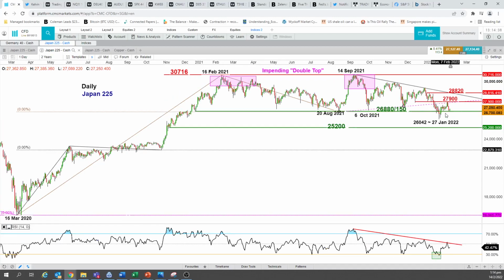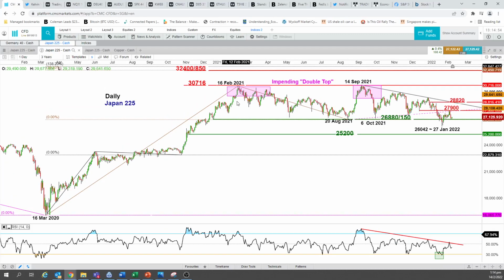If you look at the longer term configuration, since the 16th of Feb high in 2021, which is close to about a 30-year high, and on the 14th of September 2021, it refused to shape a clear bullish breakout from 30,716. What we could see here is a potential impending double top configuration. So if we start to see a clear breakdown below 26,880 slash 150, with a weekly close below it, it could kickstart a major corrective down move for the Japan 225.